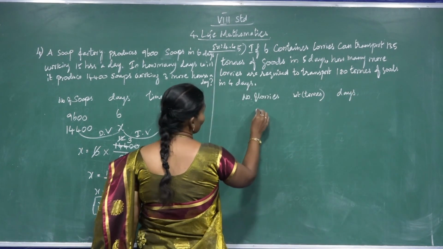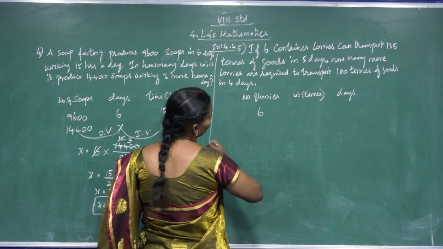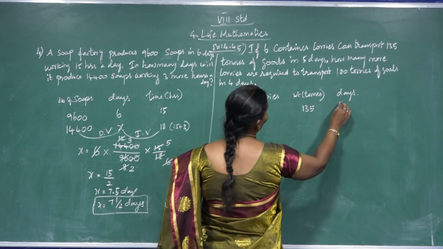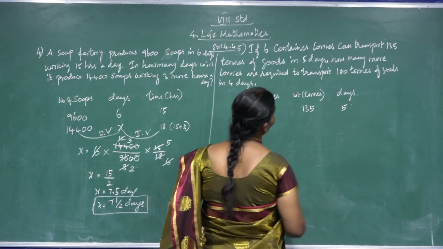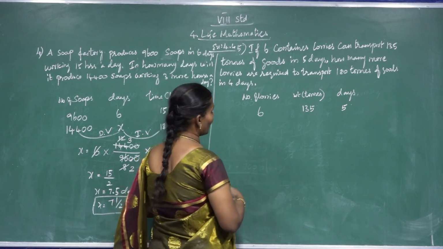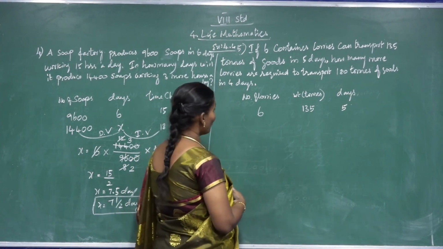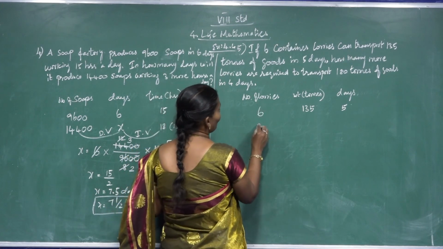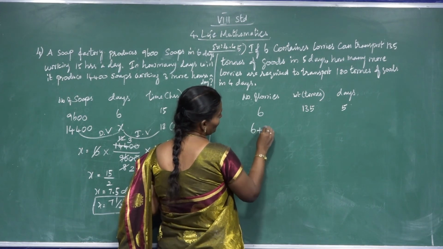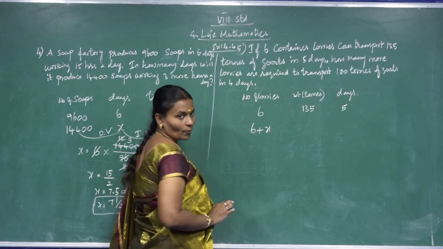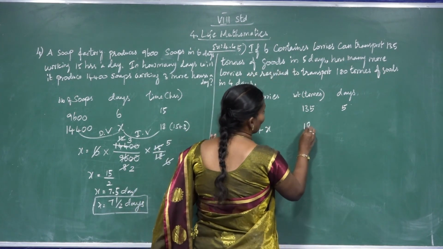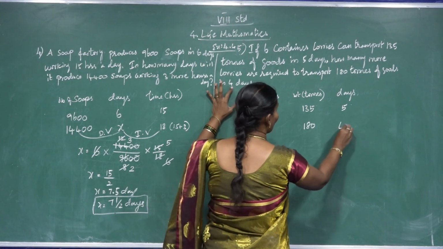So 6 container lorries, 135 tons of weight goods transported in 5 days. How many more lorries required? So here already 6 are. How many more lorries required means 6 plus x. We're going to find out the x value. To transport 180 tons and 4 days.